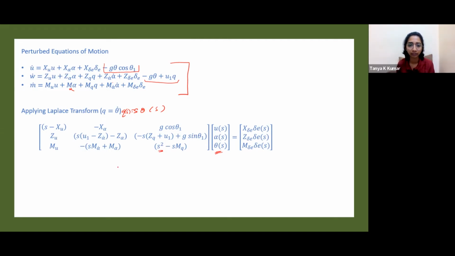So this is the final matrix, which is of the form AX equal to B, where this is A, this is X, this is B. This is the simplified matrix form where XU, ZU, MU, X alpha, Z alpha dot, M alpha dot, ZQ, MQ, they're all coefficients that represent those large coefficients in these three previous equations that we derived.